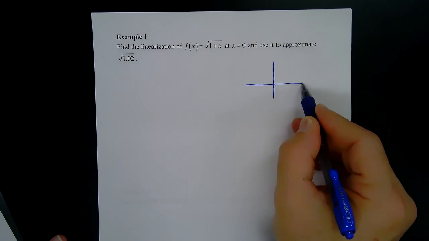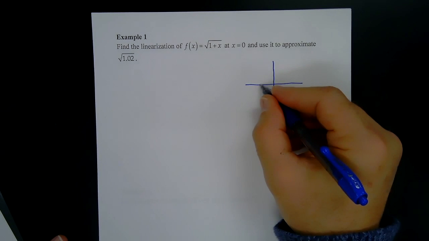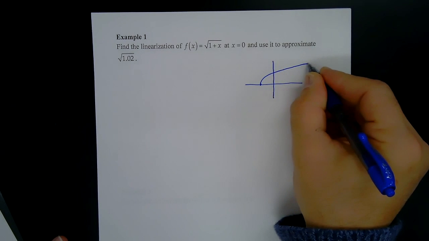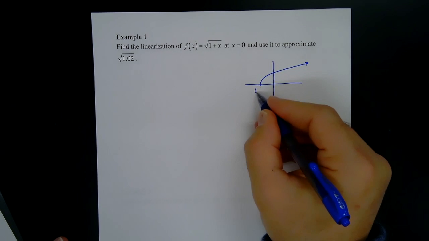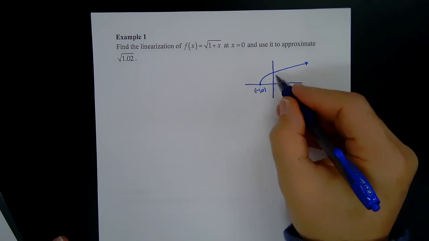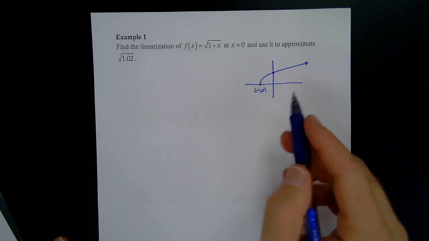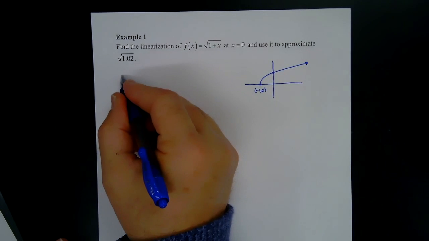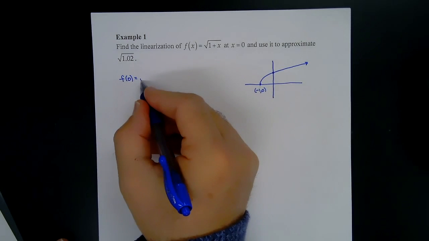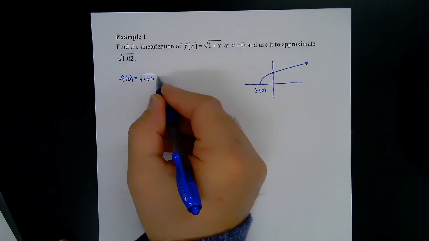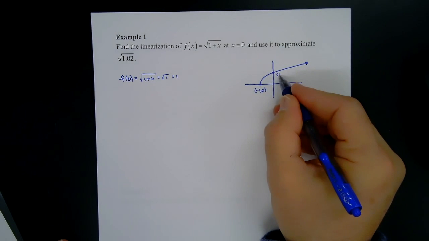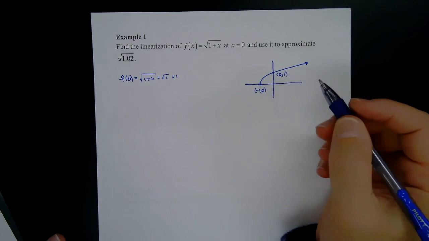All right, so here's the function. It looks like this. It starts at negative 1, 0, and remember, it comes up like this. Something like that, right? And this point right here is negative 1 comma 0. Let's go ahead and find f of 0. So f of 0 would equal the square root of 1 plus 0. Well, that's just the square root of 1, which is 1. So this point right here is the point 0, 1.